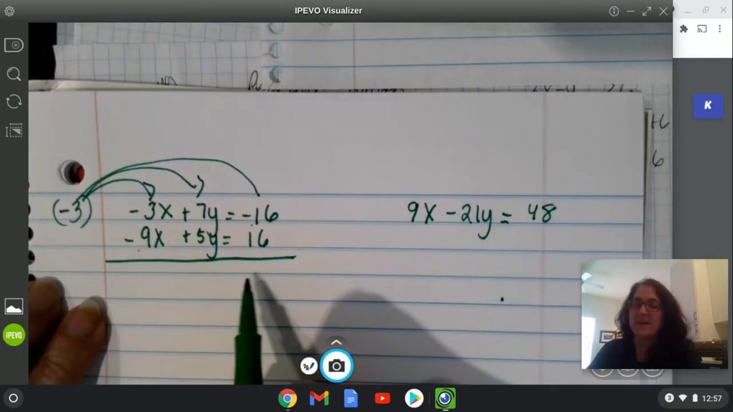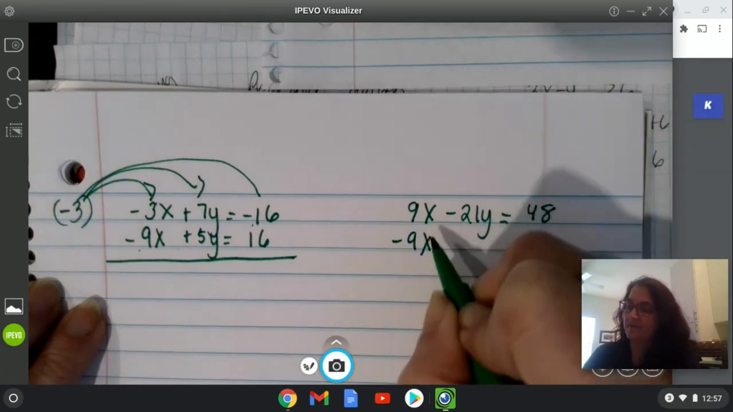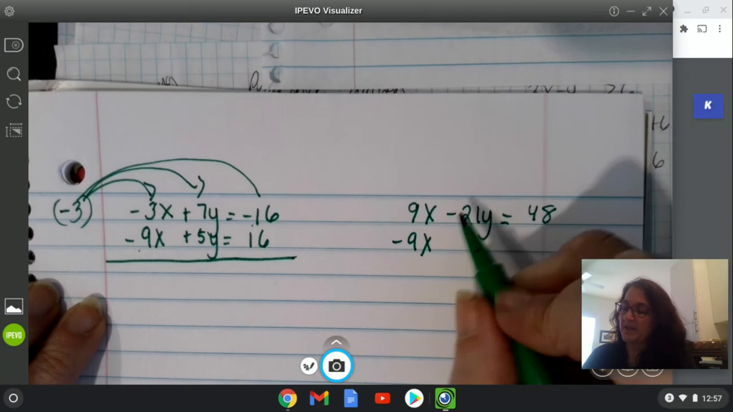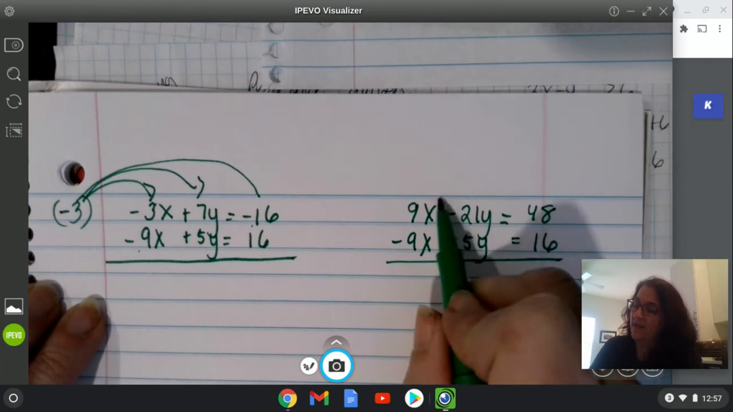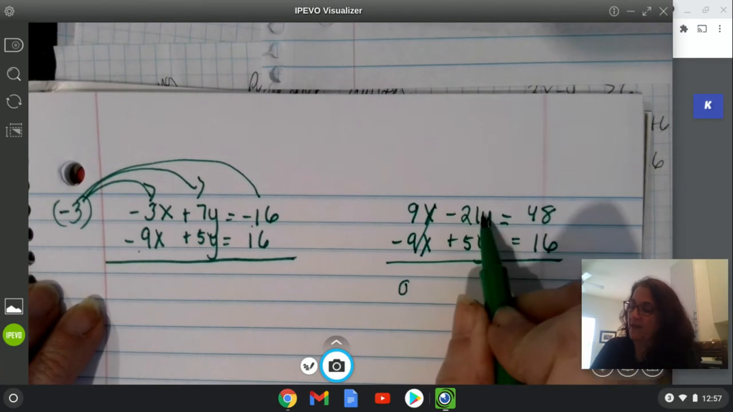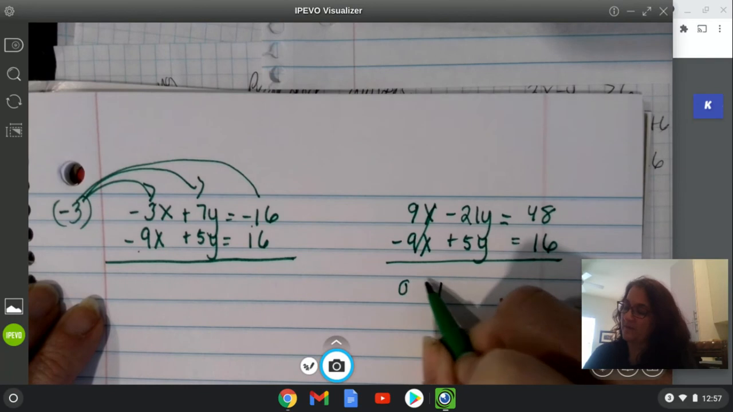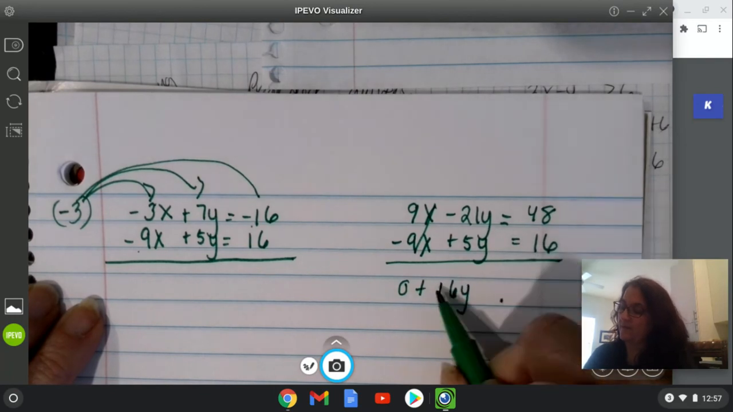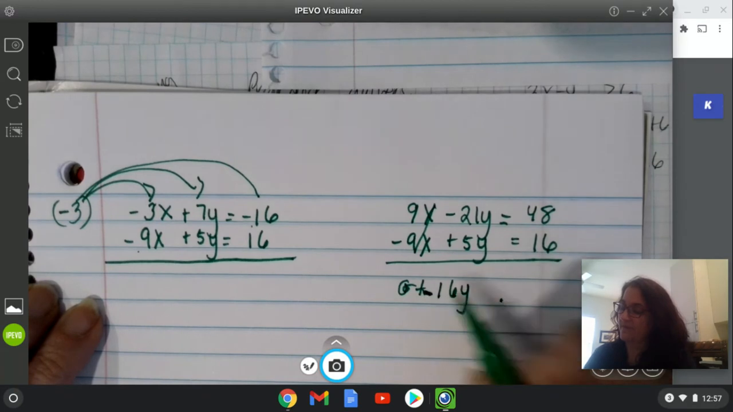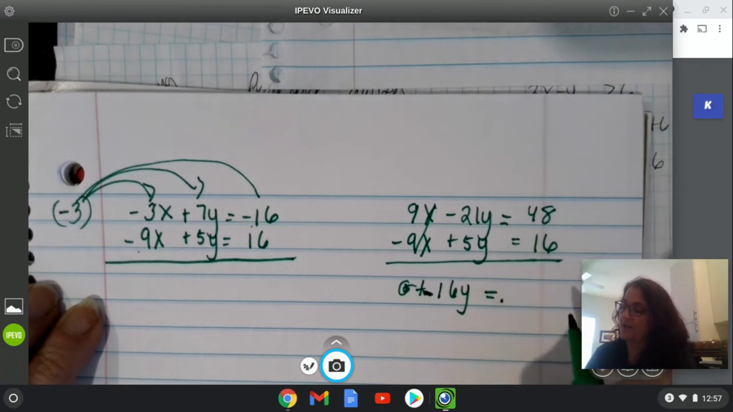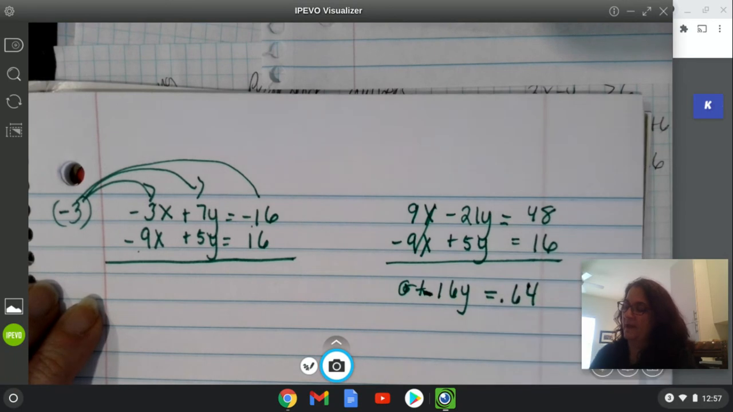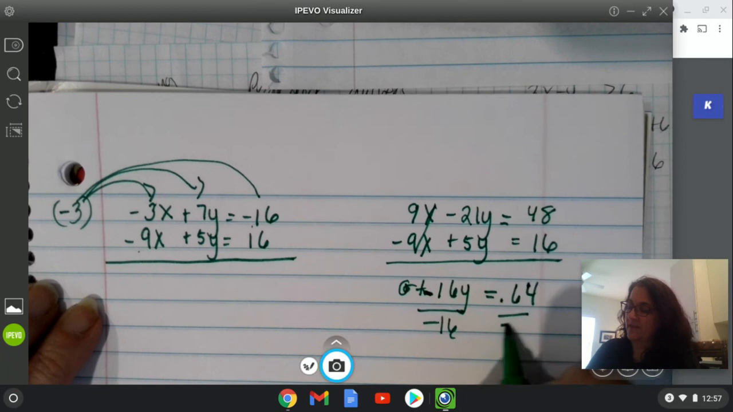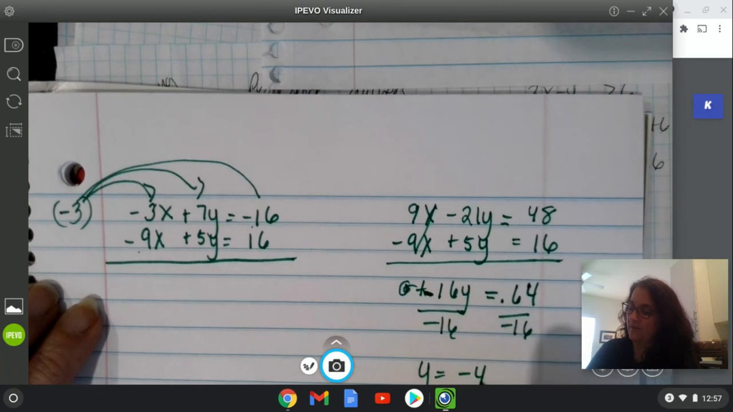I don't have to do anything to this bottom equation because I now have a term that can be eliminated. So I'm just going to rewrite it here. And when I do that, my 9x's cancel out. And I've got negative 21y plus 5y, which would be negative 16y, is equal to 48 plus 16, which would be 64. And if I divide by -16, my y would equal -4.